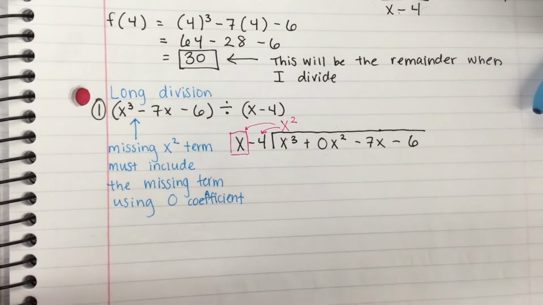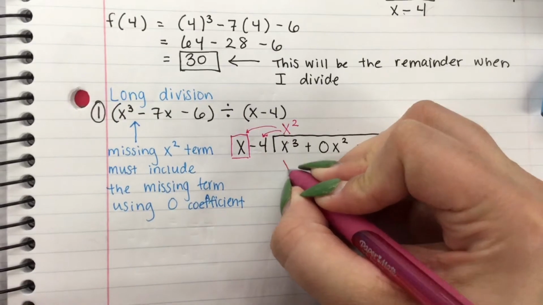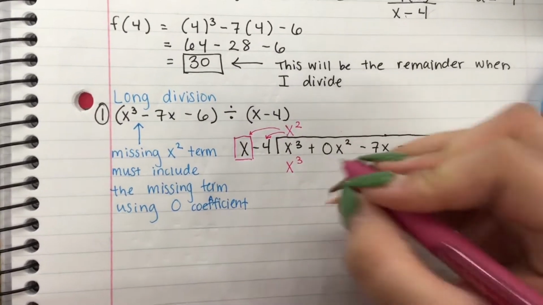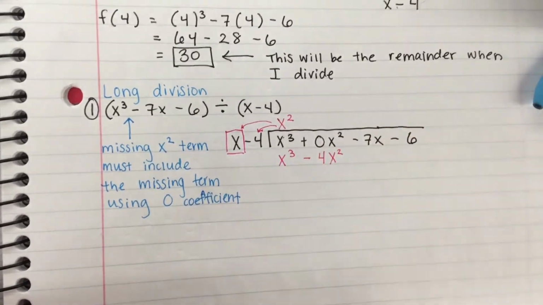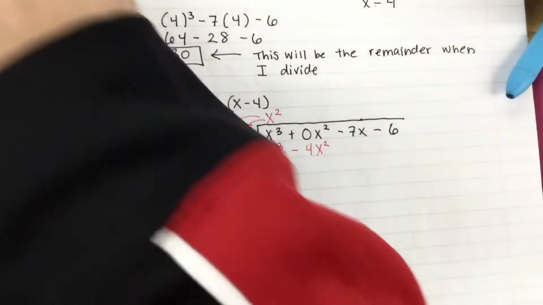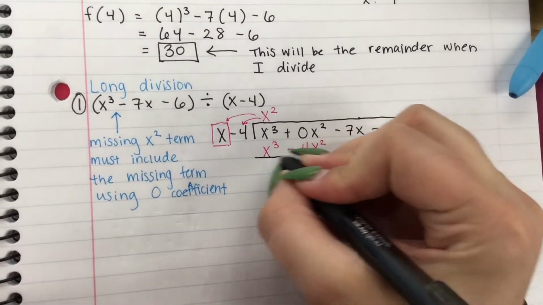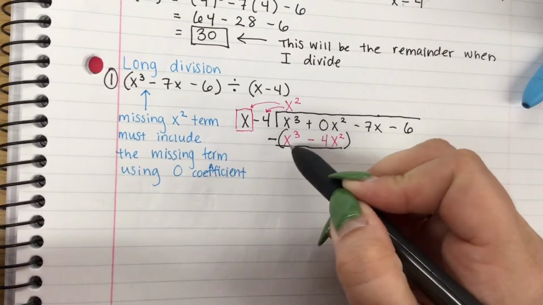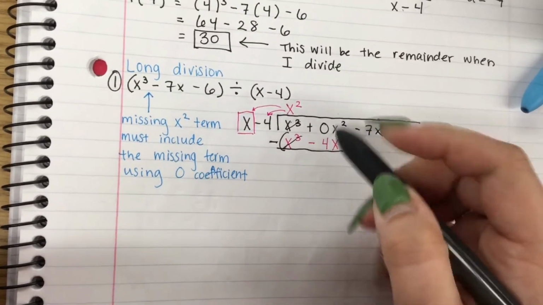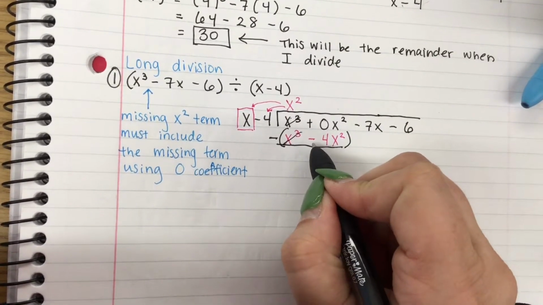So now I'm going to multiply x squared times that entire linear divisor. x squared times x gives me that x to the third power. And then x squared times negative 4 gives me negative 4x squared. I have to subtract this whole thing. So I do like to use a different color here or something that helps me remember that I need to subtract both of those terms.